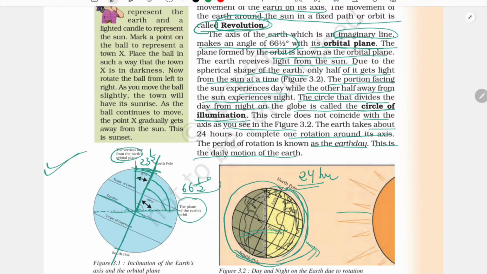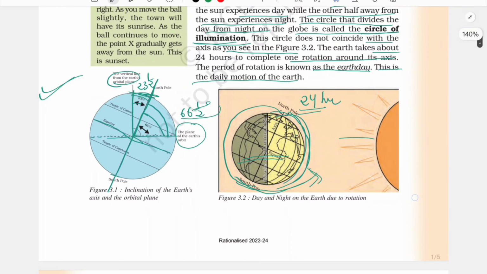So it happens daily, isn't it? We experience daily the sun is rising and daily the sun is setting. Why? It is all because of the concept of rotation. The sun is there, it is in its place. Because of the rotation of the earth, we are experiencing this sunrise and sunset. I hope you have understood. Let's move on.